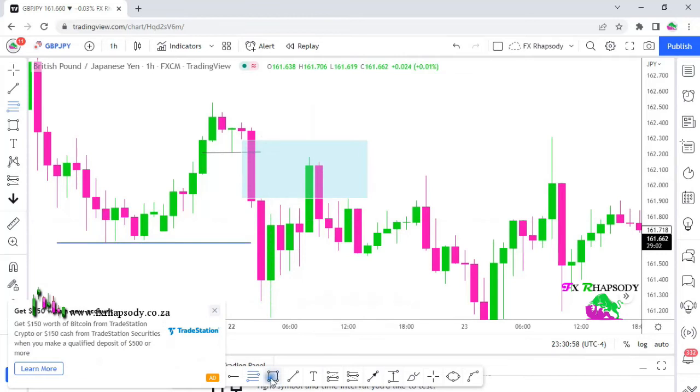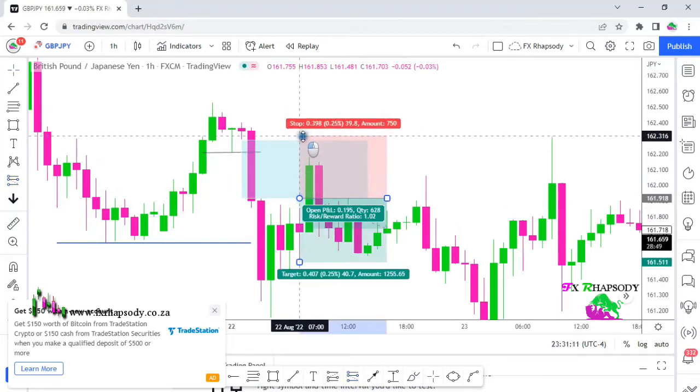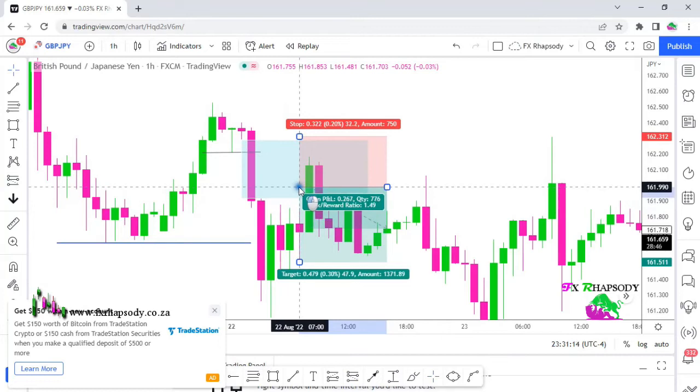Because for instance, let's say that this is the imbalance or the fair value gap. A lot of guys will just ask, where in this area will you enter? Will you enter at the bottom and have your risk that big? Or will you enter closer up and this and that?